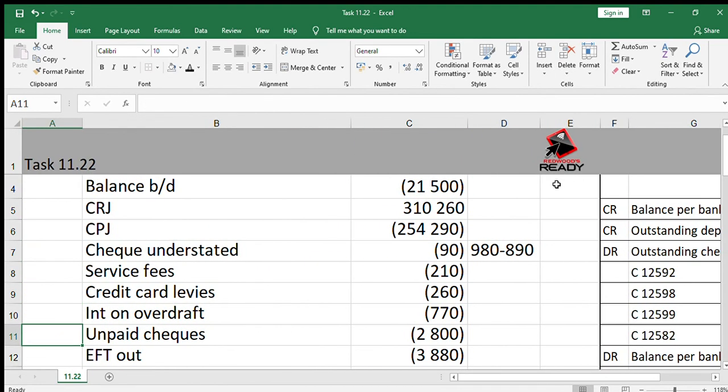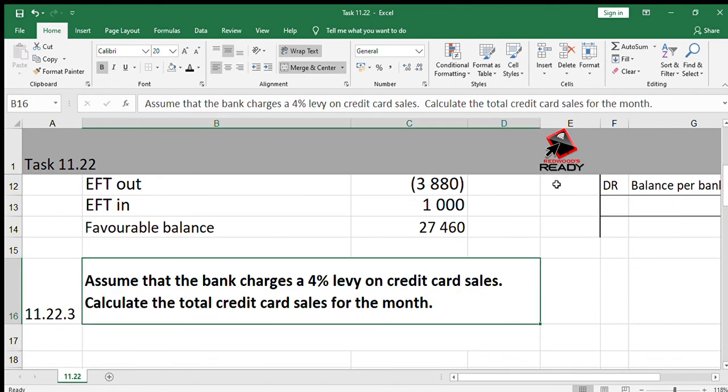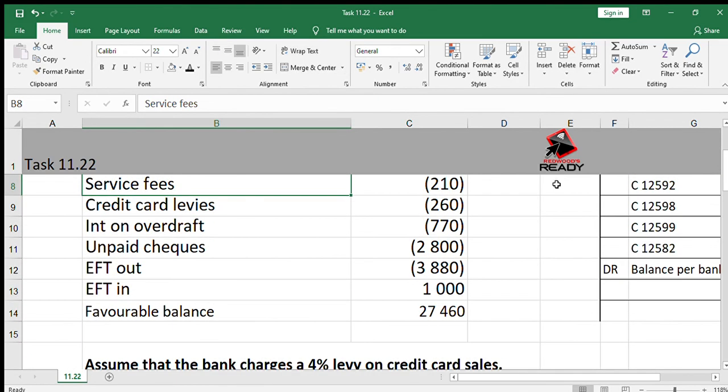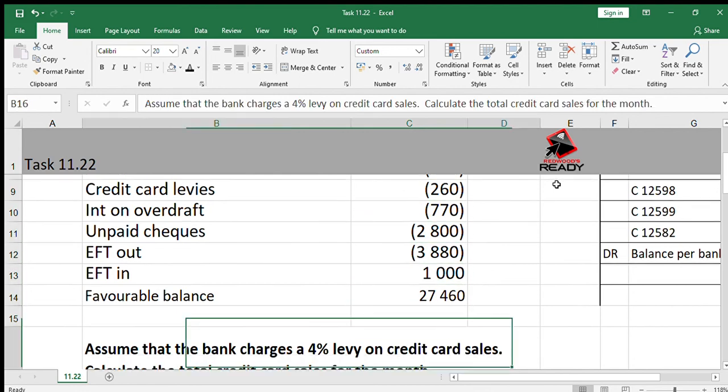Then the question 11.22.3: assume that the bank charges a 4% levy on credit card sales. Calculate the total credit card sales for the month. If we look at our credit card levies, the amount was 260 Rand. And this 260 Rand was calculated as 4% of the credit card sales. So we just need to work backwards to find it.